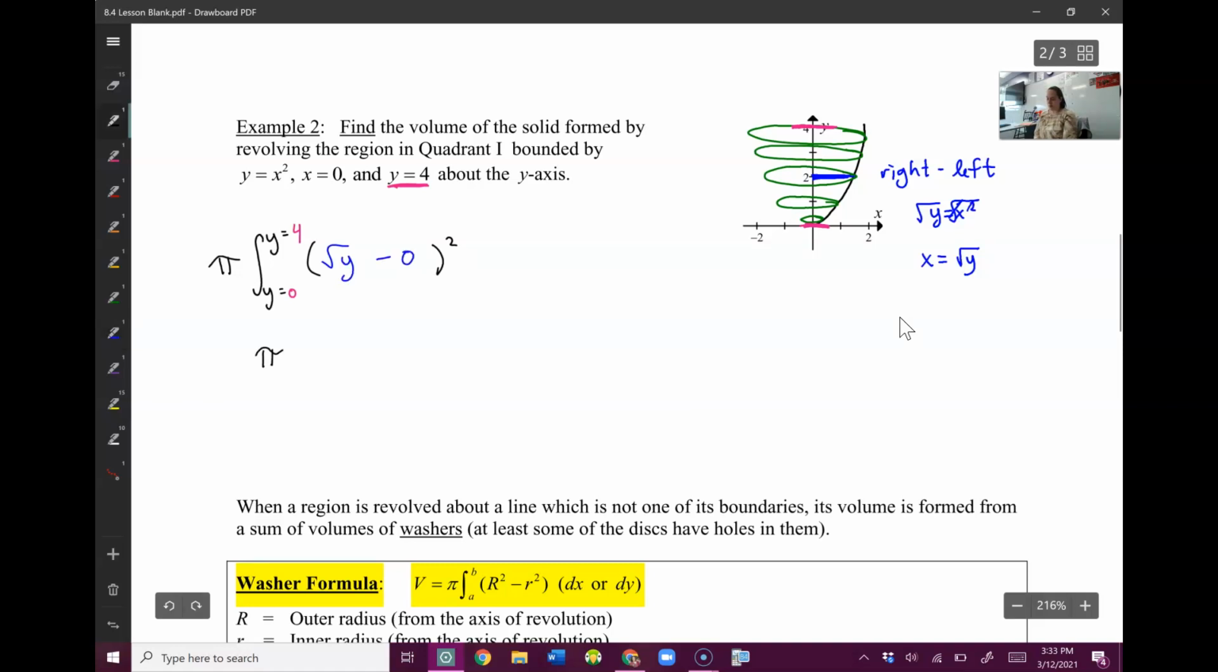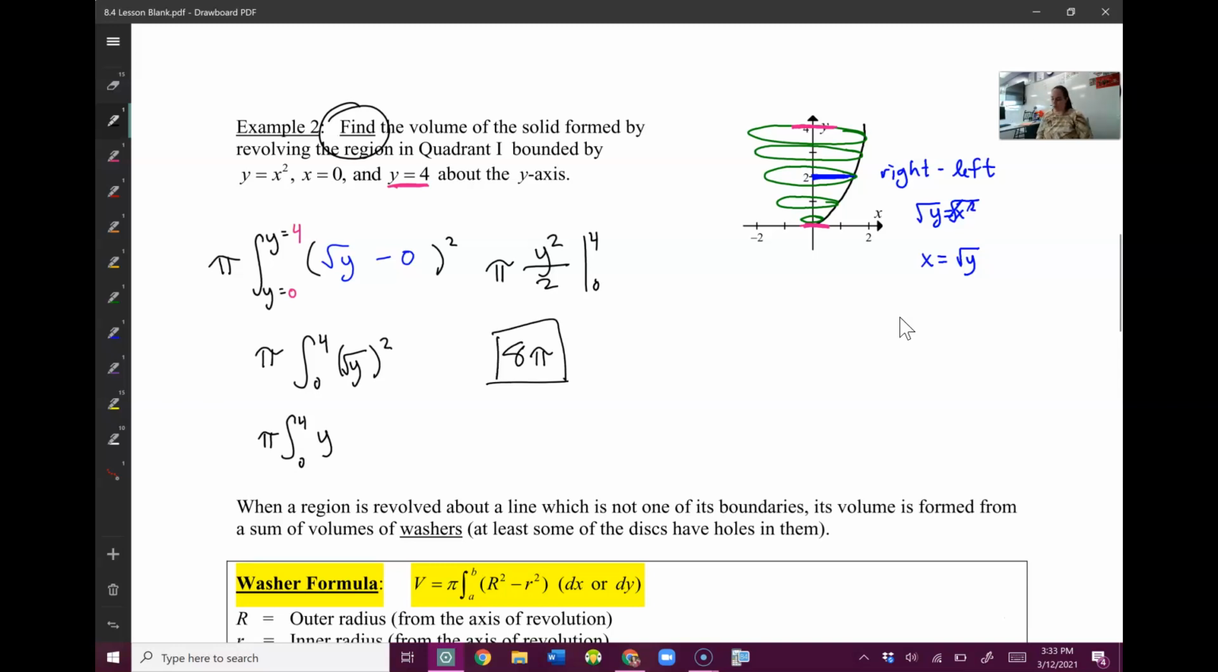So I'm going to get pi times the integral from 0 to 4 of square root of y squared. It's just going to be the integral from 0 to 4 of y. And you could take the time to go through and solve this one because it actually says find. The integral of y is y squared over 2 from 0 to 4. This one's not too bad, which you should end up getting 8 pi.